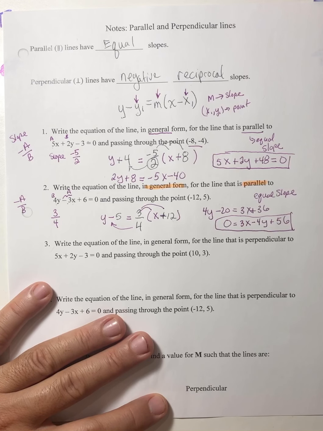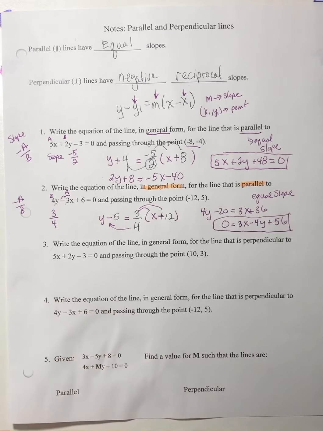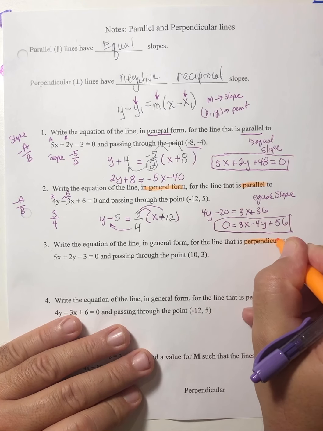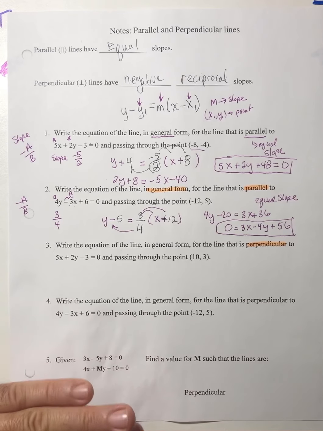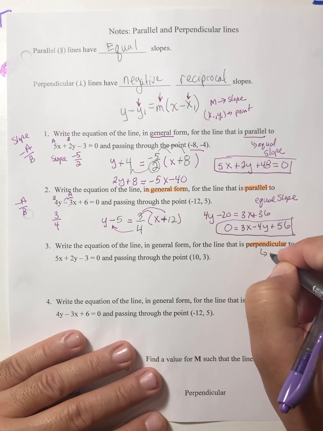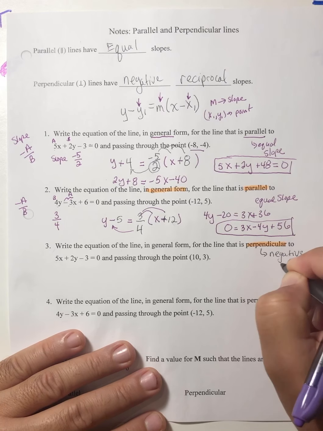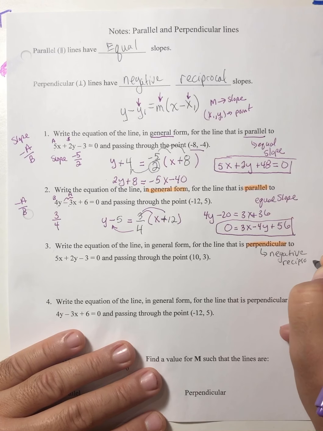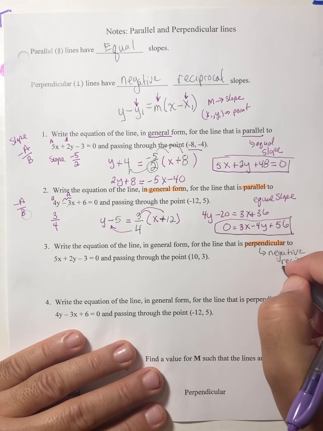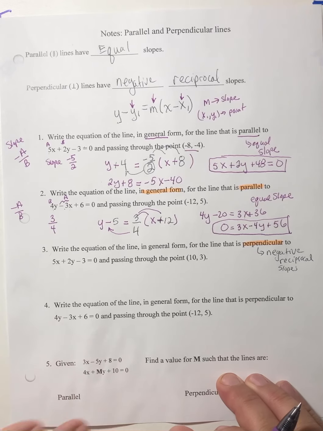Write the equation of line in general form for the line that is perpendicular. Okay, here's a new one. Perpendicular. What do we know about perpendicular lines? Negative reciprocal slopes.